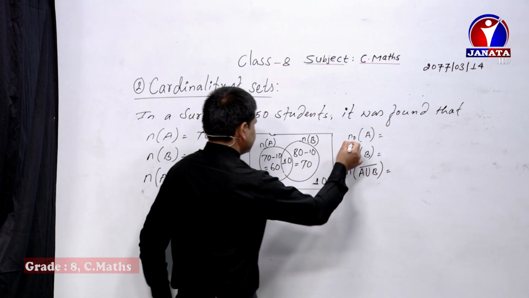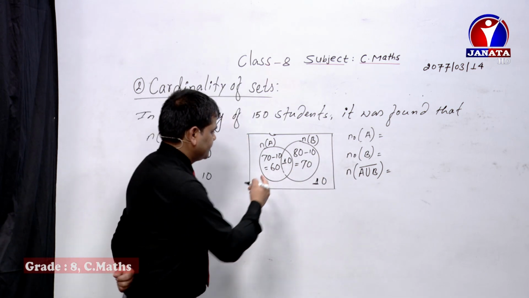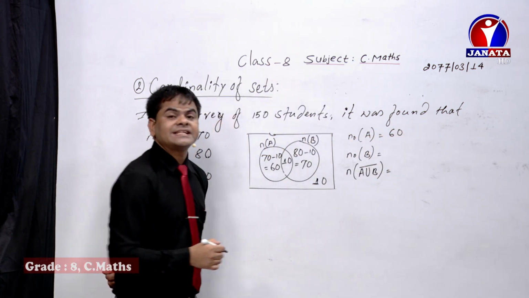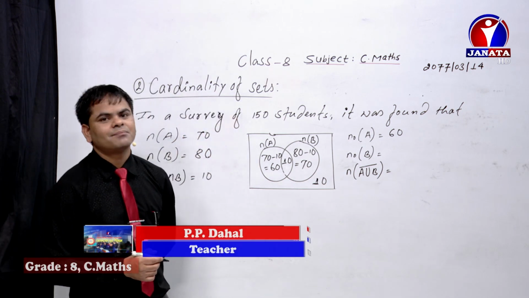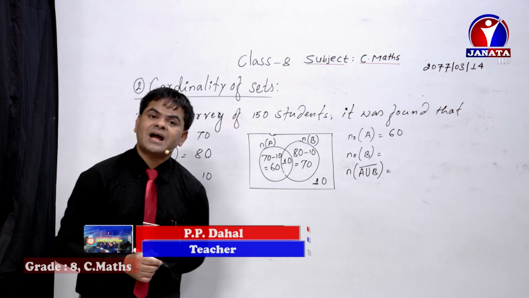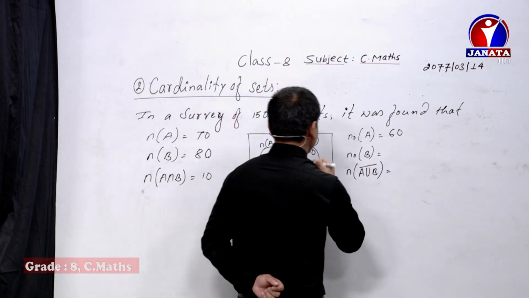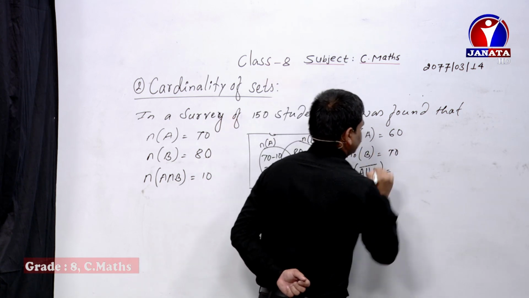Then n dot A, if you want to find the value, there will be 60. So, n dot A equals 60. There are 60 students who want to have apple only. They won't prefer to have banana. Now, similarly, in the case of banana, only 70 is there. So, the answer will be 70.